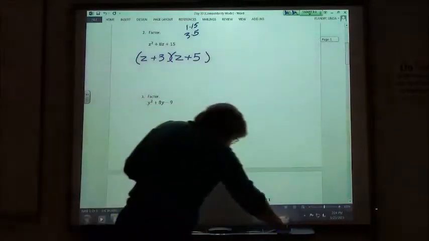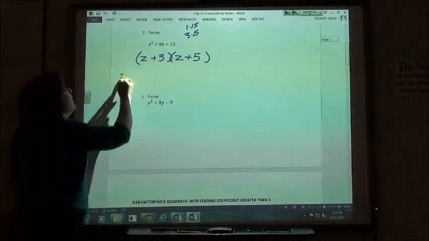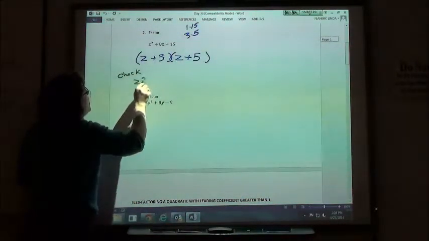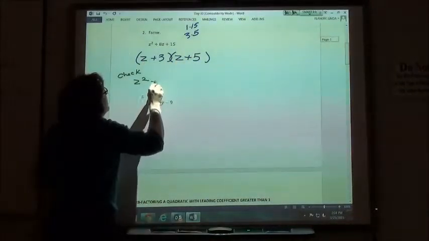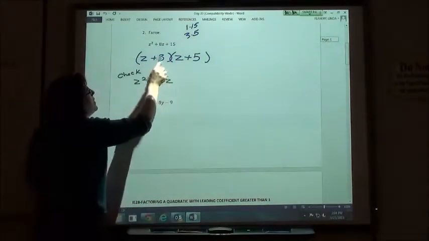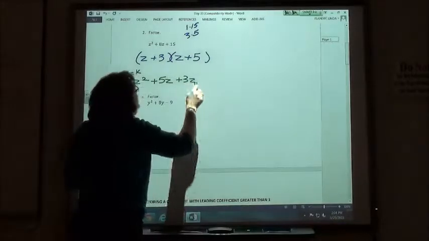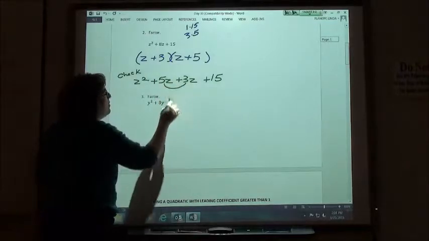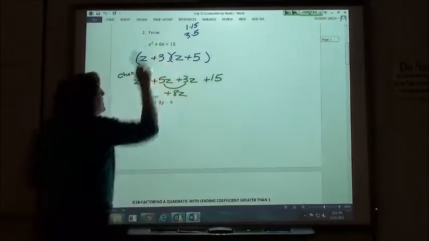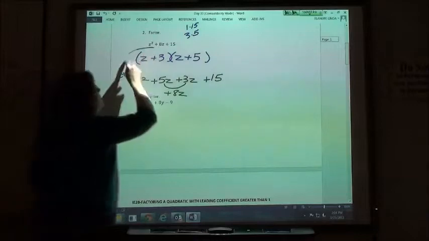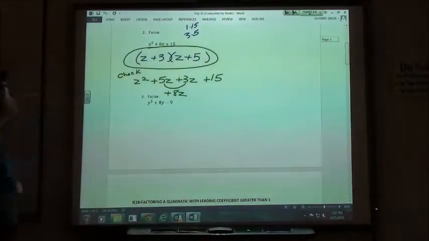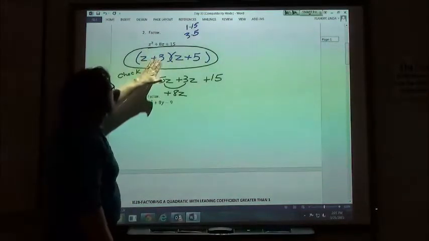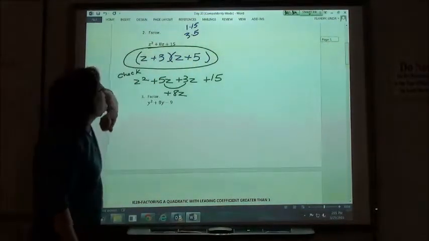And then, if I want, I can check. So I FOIL it out. Z times z is z squared. Z times 5 is a positive 5z. 3 times z is a positive 3z. 3 times 5 is a positive 15. The pair in the middle add up to the 8z in the middle of this expression. So z plus 3 times z plus 5 is going to be my answer. So my quick check is to say, okay, if I do a plus 3 and a plus 5, yep, that adds up to plus 8.